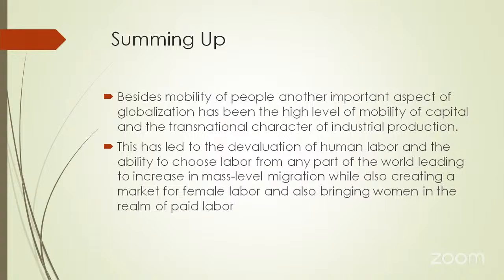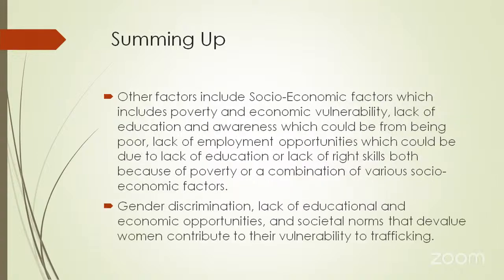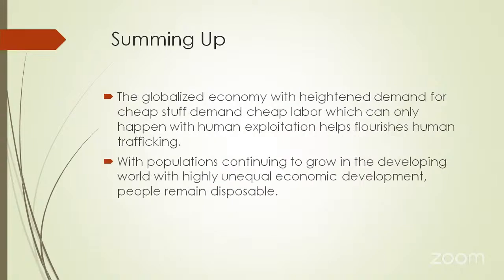Increased mass-level migration is creating a market for female labor, bringing females into the realm of paid labor. Other factors include socio-economic factors: poverty, economic vulnerability, lack of education, discrimination, lack of educational and economic opportunities. So you see there are so many ways in which human beings become vulnerable, and with the presence of criminal gangs, they can get entrapped. With heightened demand for cheap stuff, cheap labor can only happen when human exploitation flourishes, continuing to grow in the developing world. And then there is this unequal development.